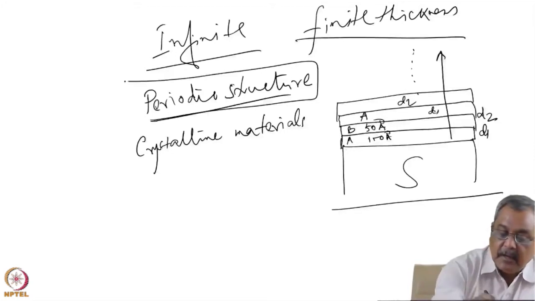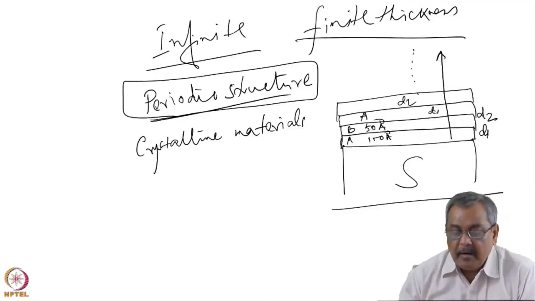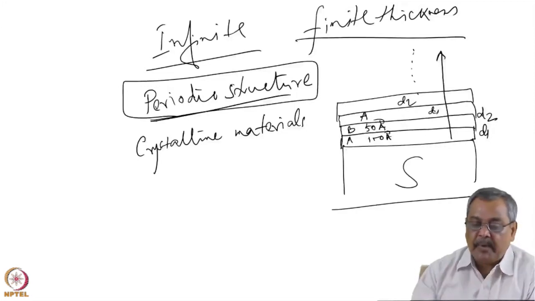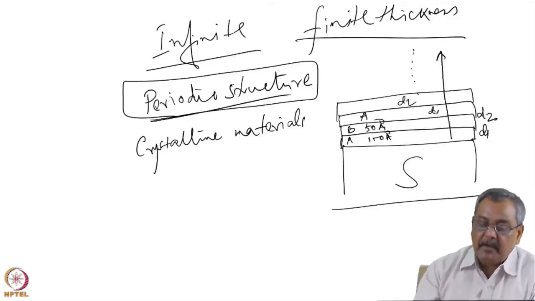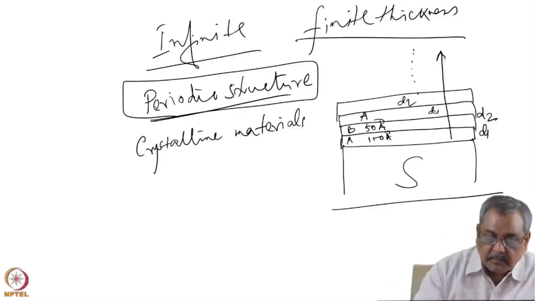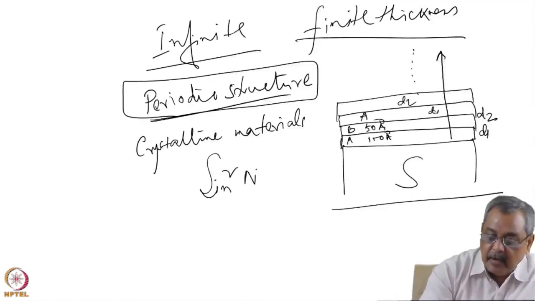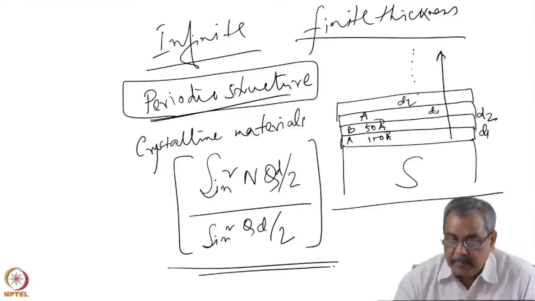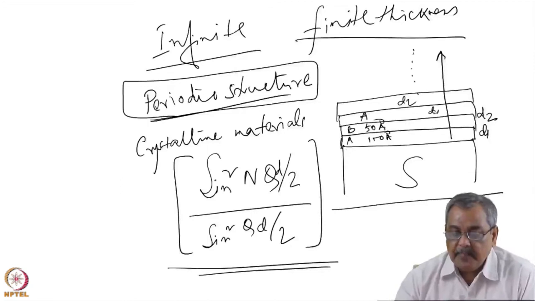But this periodic structure is also similar to a crystal. I call it a pseudo-crystal, or you can call it a crystal at mesoscopic length scale. And for a one-dimensional crystalline structure, we have seen in our master's days in Kittel, that for n number of such layers, you will have intensity which is sine square nqd by 2 upon sine square qd by 2. And as n goes to infinity, this goes to a Bragg peak. So this synthetic crystal should also give me Bragg peaks in the reflectivity profile.